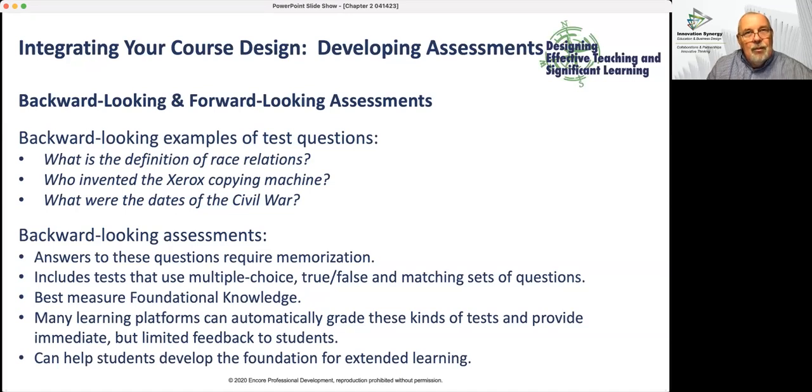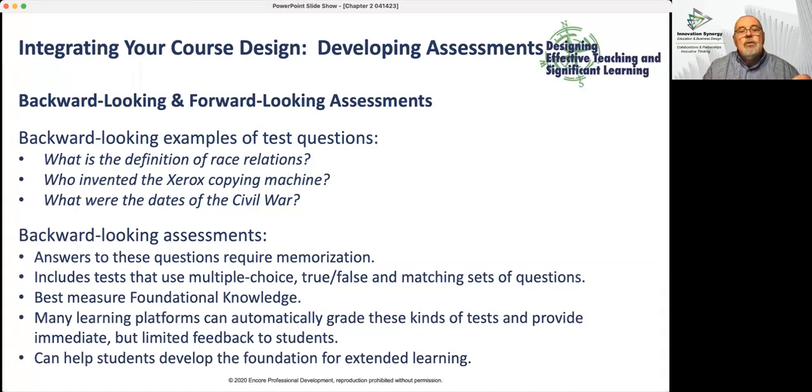test them on that. Many learning platforms that you're going to have will automatically grade these kinds of quizzes or surveys or something that way, and they'll give immediate feedback to students. This is the easy stuff. This is the stuff AI comes up with right now. So you want to watch the amount that you actually have your students going and doing backward-looking assessments.